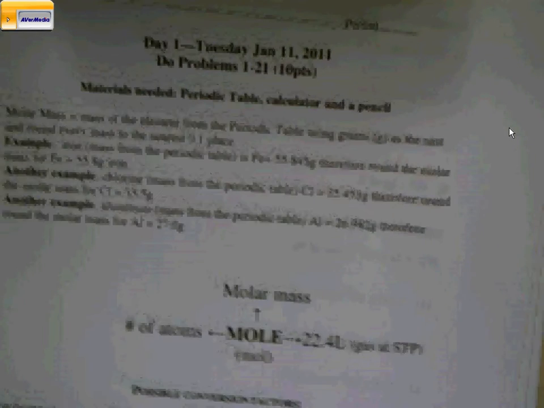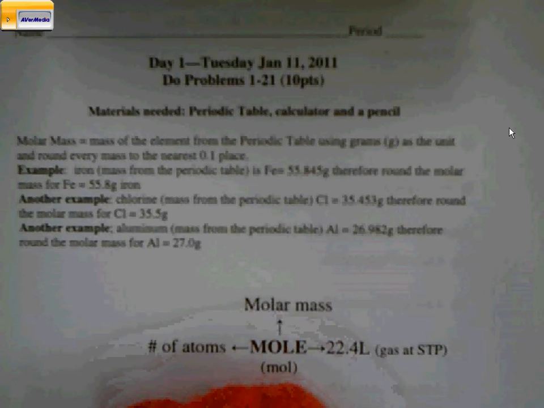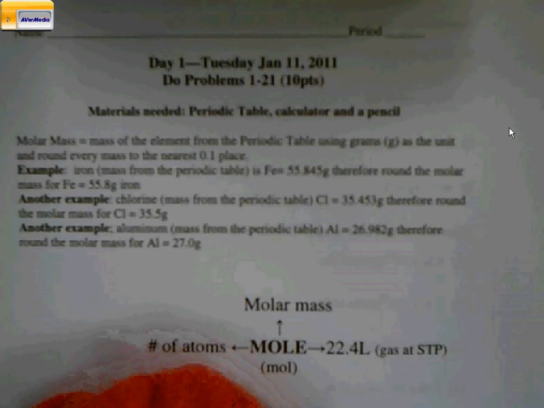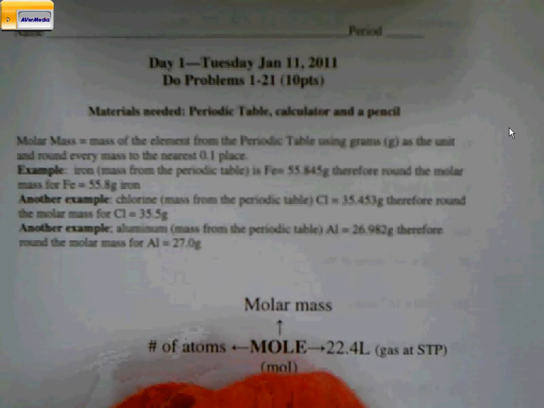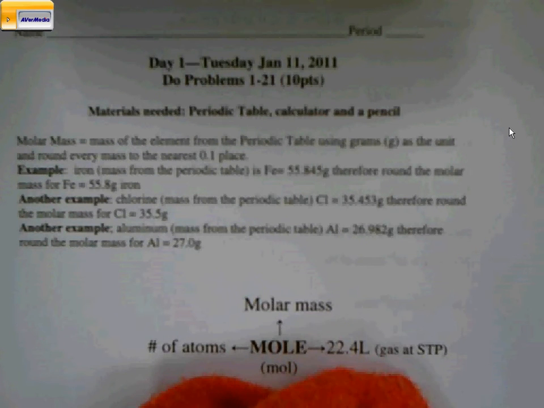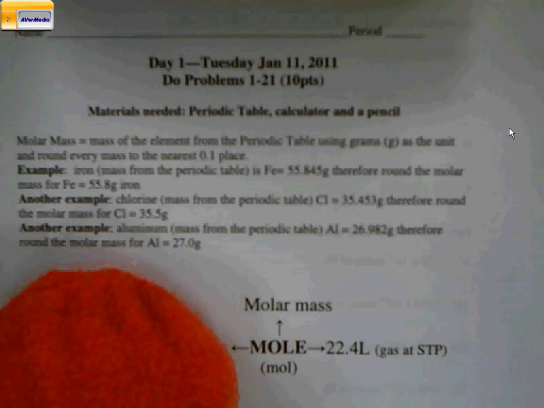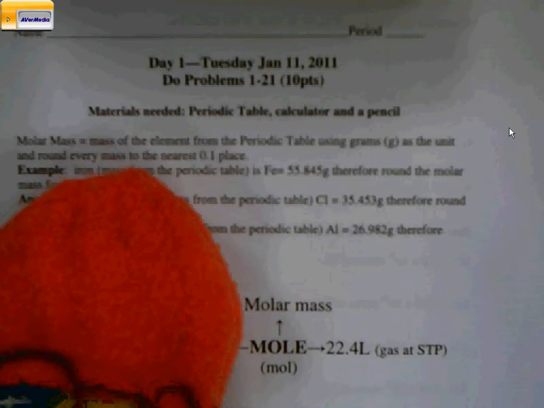Okay, now we're working with moles, and a mole is a unit of quantity, SI unit. She put a nice little picture here that shows that a mole can be converted to how many you have, number of atoms. It can be converted to molar mass, and can be converted to 22.4 liters of any gas at STP. She's telling you that the molar mass is from the periodic table. You use that number, and she would like for you to round it off to the nearest tenths place.